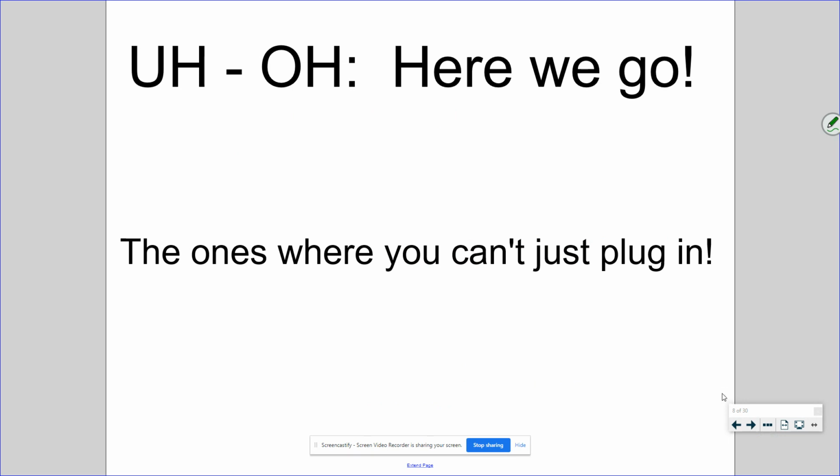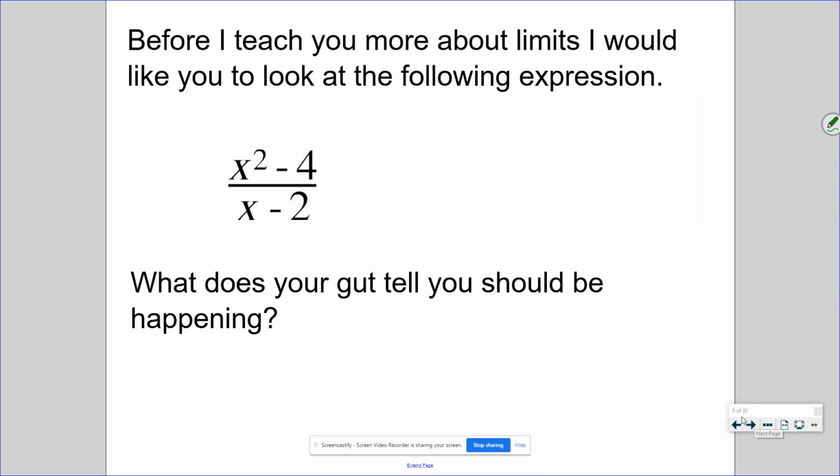Unfortunately, I have to ruin all the fun because you can't just do plug and chug every time. That's because not all functions are nice functions, right? As we saw in the examples that we did today in class, a lot of functions have holes in the graph, have discontinuities, etc. And those are not going to be apparent if you're doing plug and chug. So you're going to run into some issues.